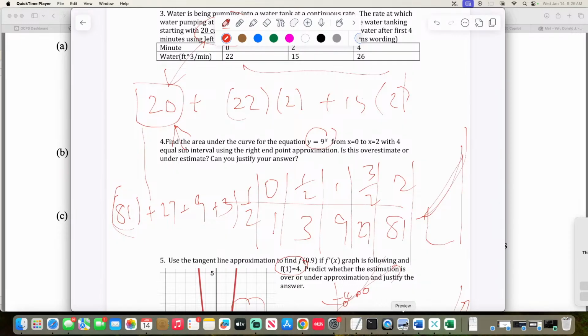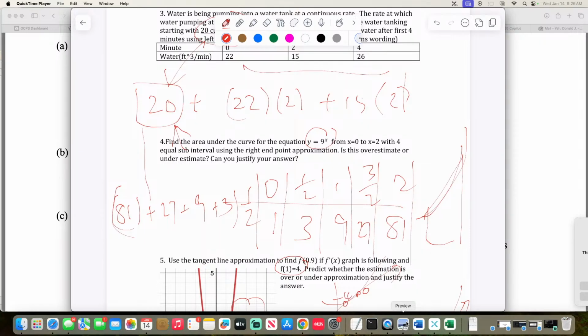At the same time, is it an overestimate or underestimate? If I use the right endpoint, I'm going to have an overestimate. And you have to be able to justify it: you say f prime of x is positive, so that's why it's an overestimate. If f prime of x is negative, then it's going to be an underestimate.